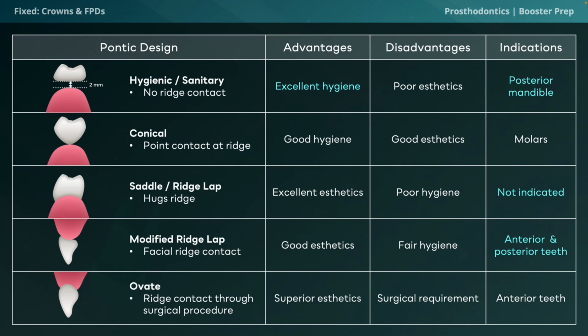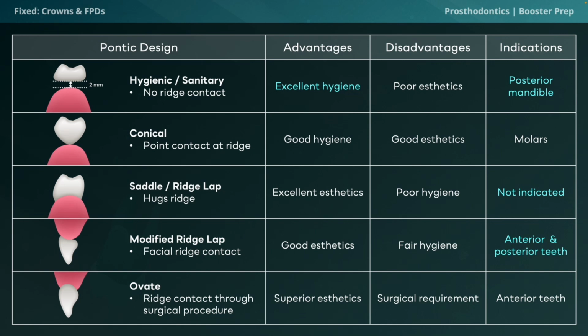Next, we have the conical Pontic. This design is similar to the sanitary Pontic, but there's actually a point contact between the Pontic and the edentulous ridge, and this just allows for good hygiene with slightly improved aesthetics. Again, generally indicated for molars.